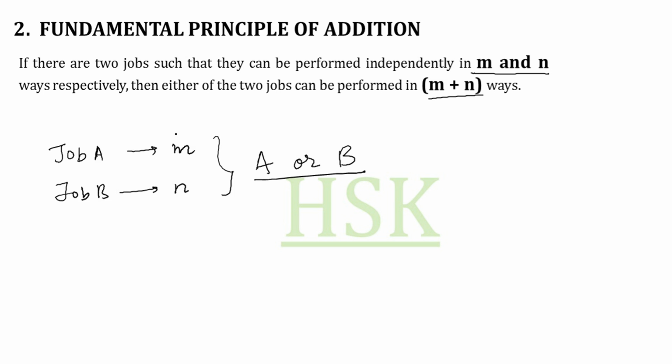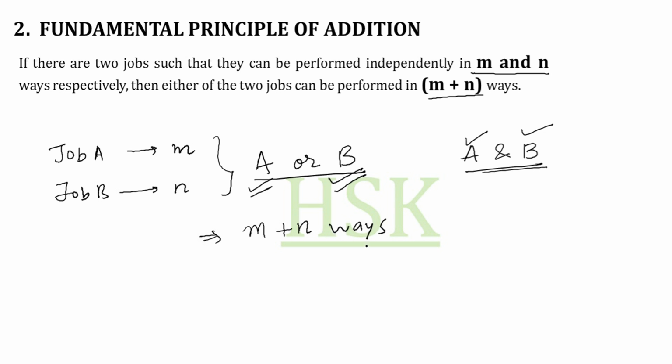In the fundamental principle of addition, we have to complete either of the jobs, A or B. But in multiplication, as you have seen, we have to complete both the jobs, A as well as B. First the job A has to be done, then the job B has to be done. So the total number of ways of completing the job A or B would be equal to the sum, that is m plus n ways.